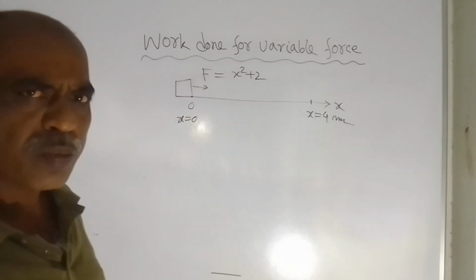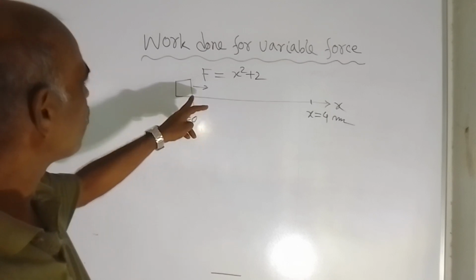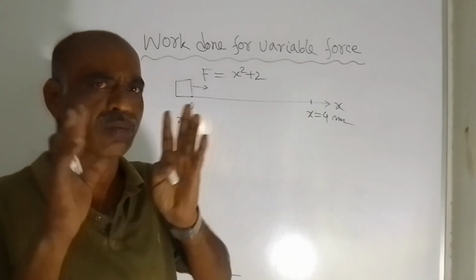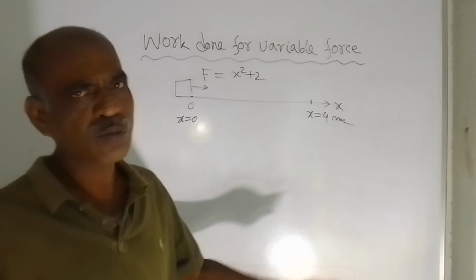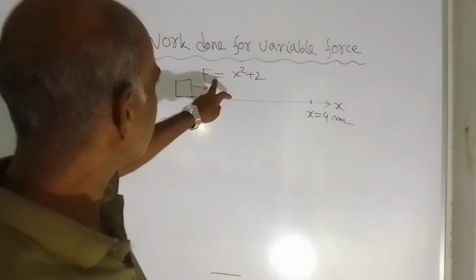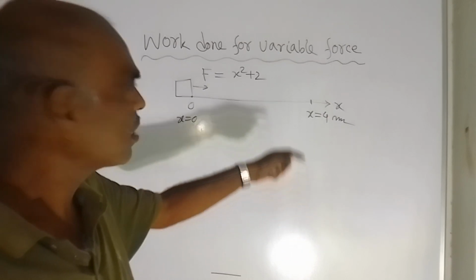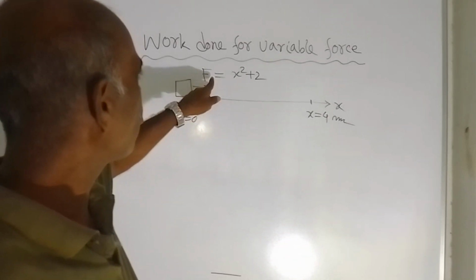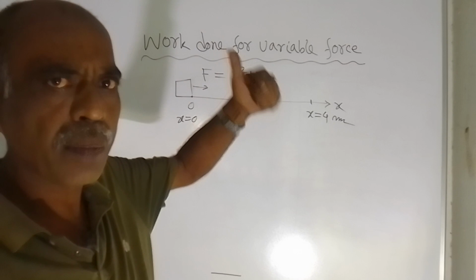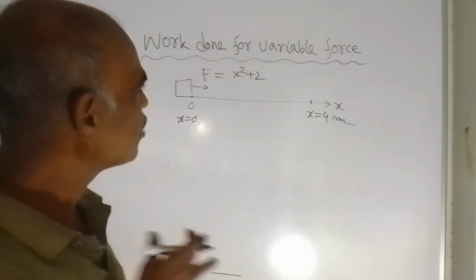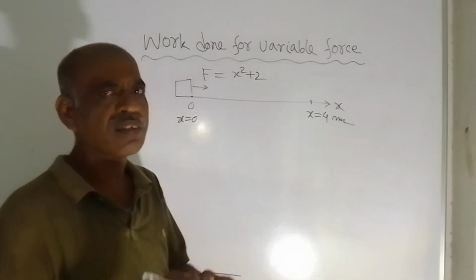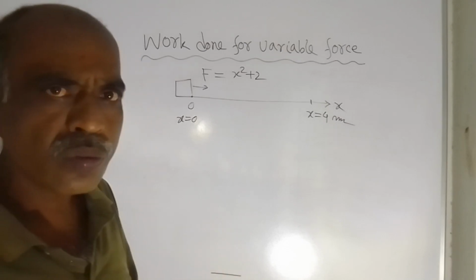So what is the displacement? You can easily see displacement is from this point to this point, which is equal to 4 meter. So the displacement is 4 meter. But you can see force is not a constant. It depends upon x. x is what? It is displacement. That means here force is dependent upon x. Force is continuously varying. If you put x is equal to 0, you will get F is equal to 2.